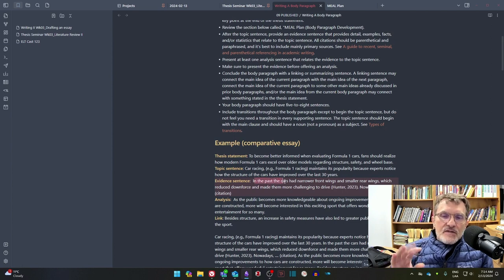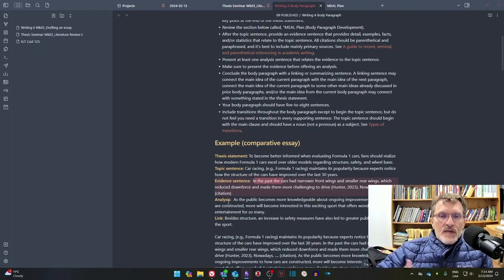Any details, facts, statistics, any examples, those are going to be good evidence sentences typically to include immediately after the topic sentence. Notice that I've introduced my evidence sentence immediately after the topic sentence, and later I will analyze it. Try to present the evidence first before you analyze.